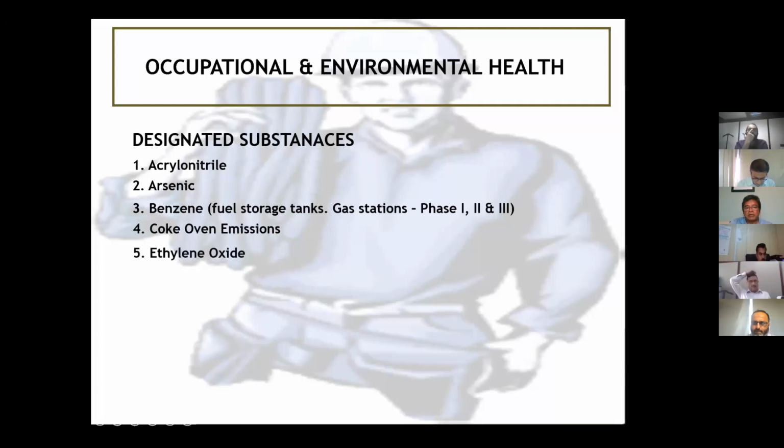But these other designated substances are more or less related to the workplace where they are used or manufactured, or which have the factories where these things are manufactured. Lead in paint, mercury, we discussed last time as well. Mercury usually should be present in any lab.